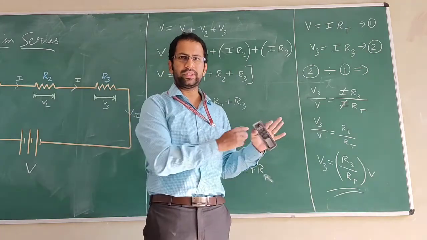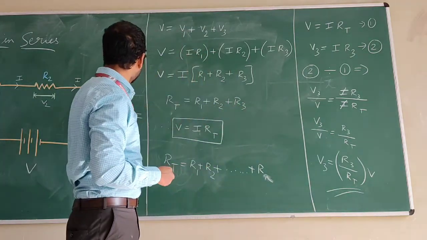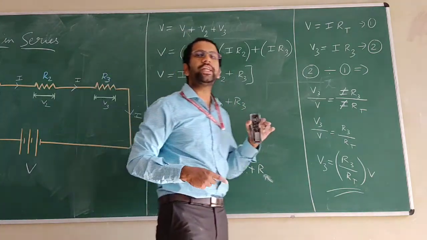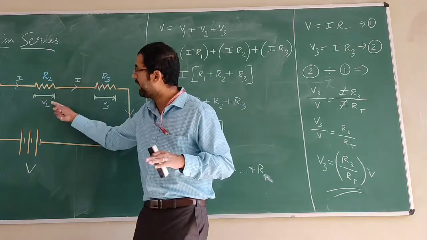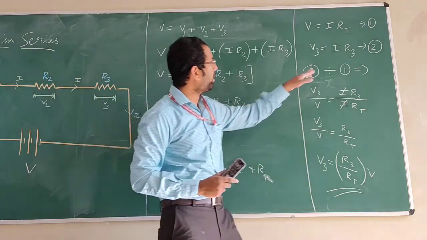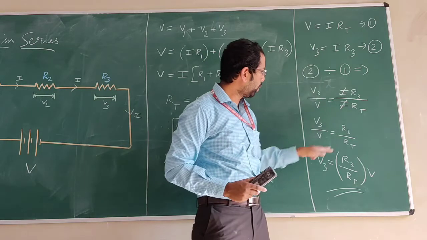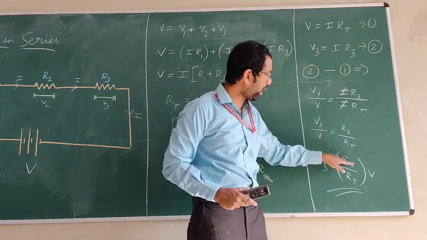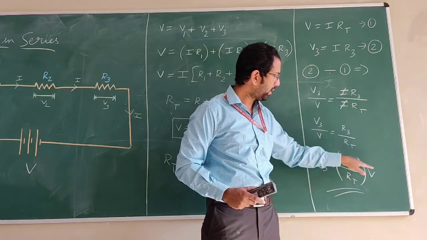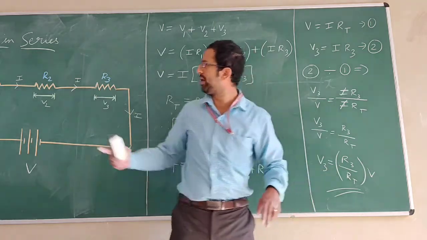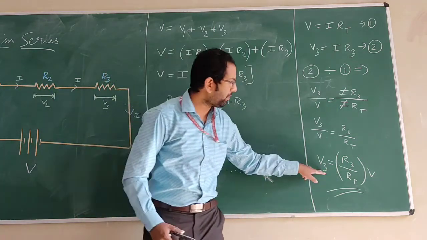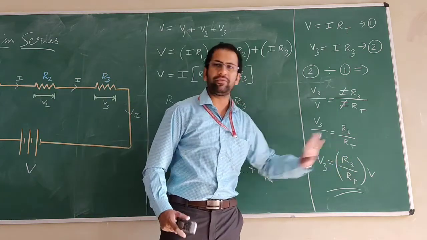Now, this is how you find the voltage across resistance R3. What about the voltage across resistance R2? That is V2. Just substitute 2 wherever there is 3. You will get V2 is equal to R2 by RT into V. Similarly for R1, V1 is equal to R1 by RT into V.